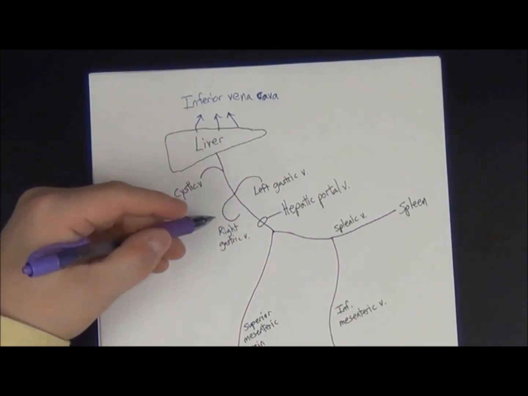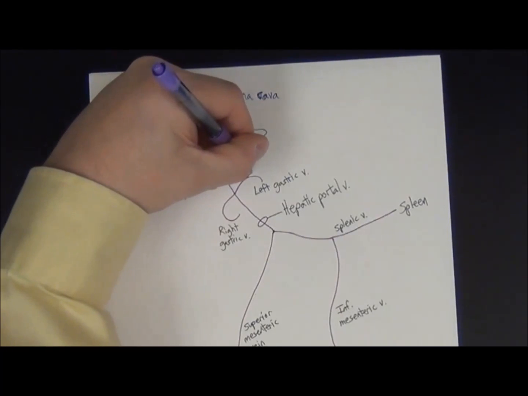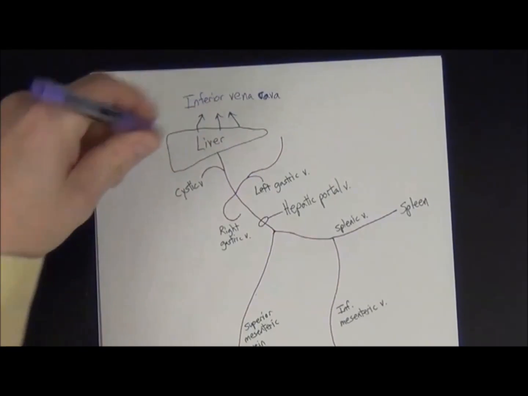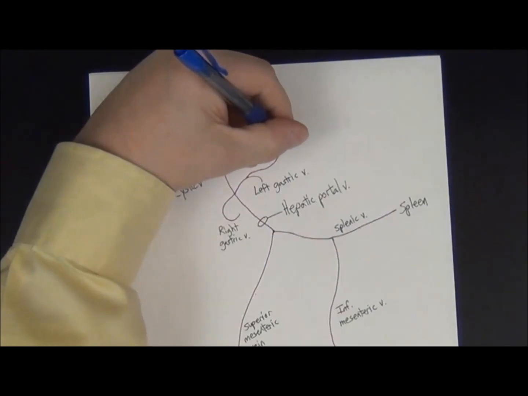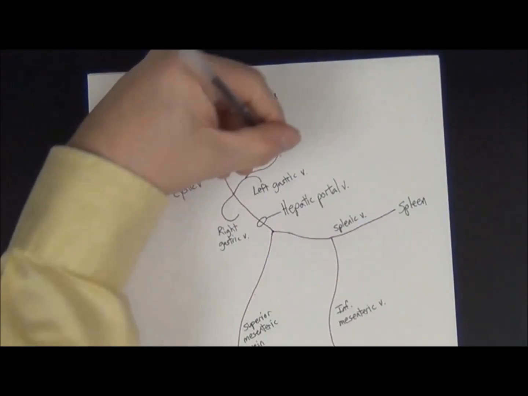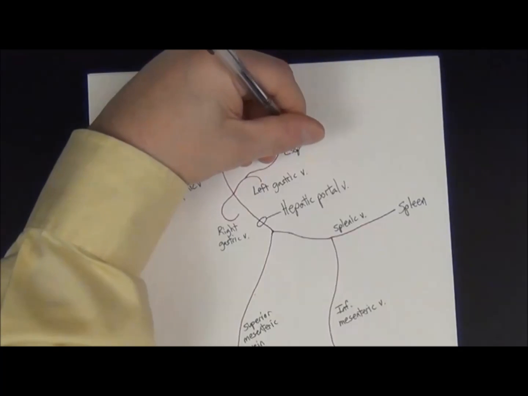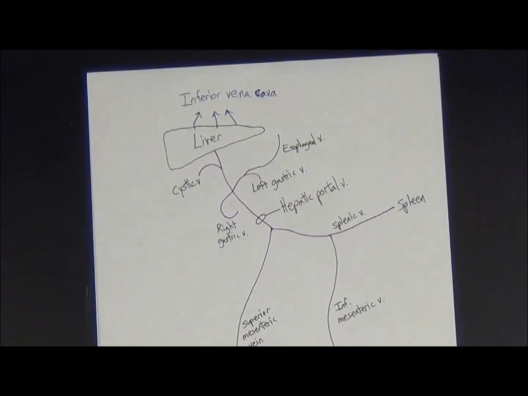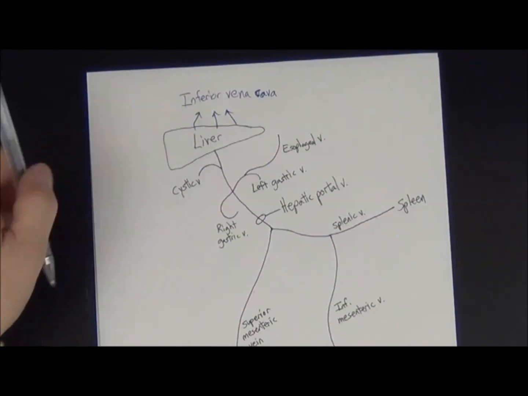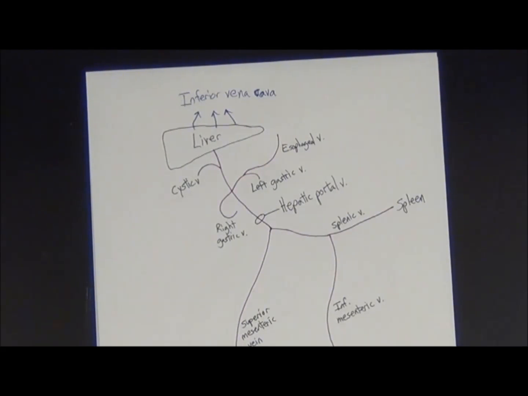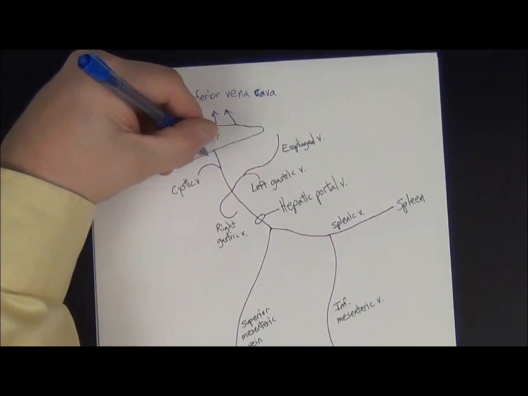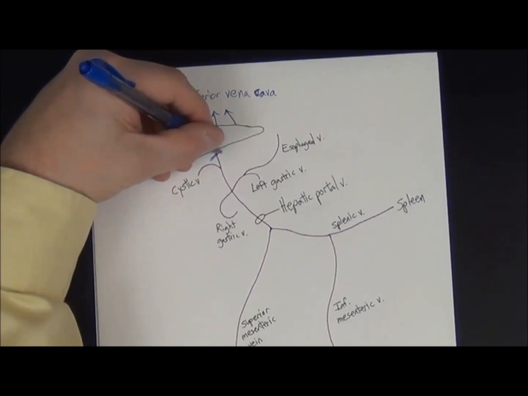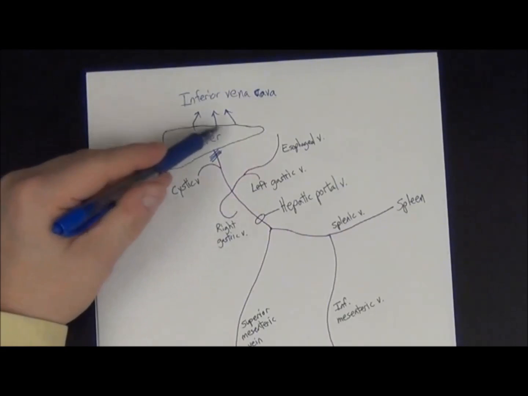Now, one important branch of the left gastric vein we're going to talk about real quick here is that esophageal branch. The esophageal vein draining to the left gastric vein seems pretty nondescript. Where it becomes important is when we have portal hypertension. And in portal hypertension, due to damage to the liver, due to cirrhosis, viral infection, hepatitis, things of that nature, you wind up with blockage of the portal vein within the liver.